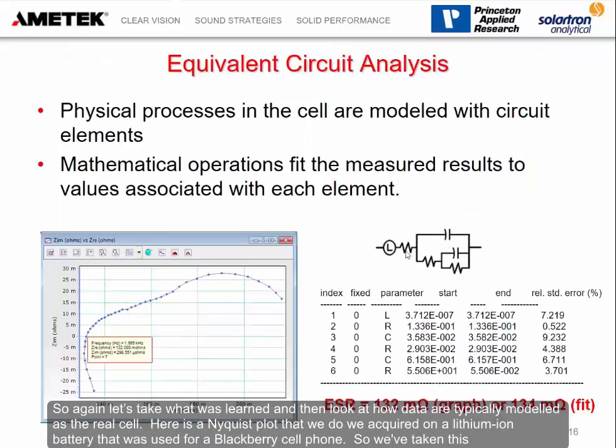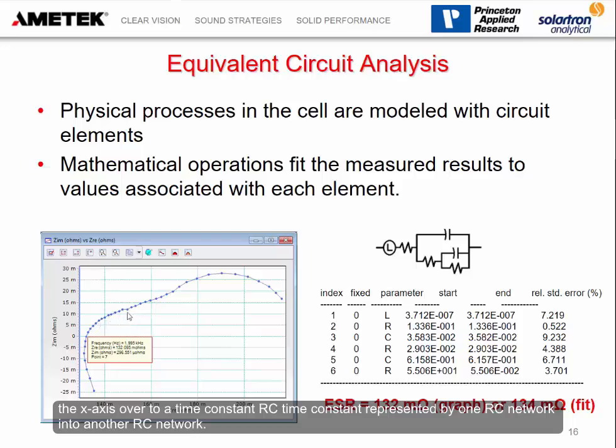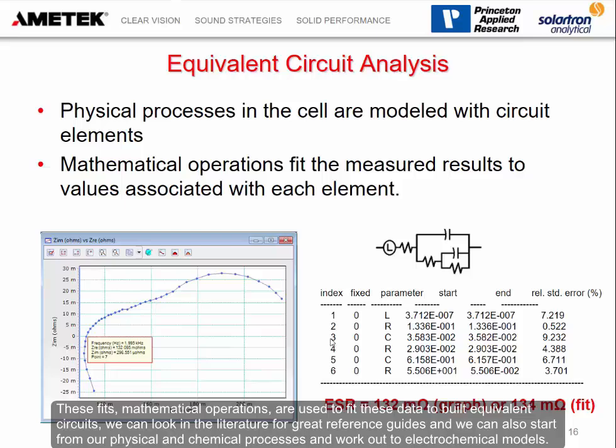So again, let's take what we've learned and look at how data is typically modeled in a real cell. Here is a Nyquist plot that we acquired on a lithium-ion battery that was used for a BlackBerry phone. What we've done is taken this response and built an electrochemical circuit analysis, or equivalent circuit, shown over here on the right, and then we use different software to fit these different parameters. We can see we have an inductance shown here by a value going below the x-axis, over to an RC time constant represented by one RC network into another RC network. These mathematical operations are going to fit these.